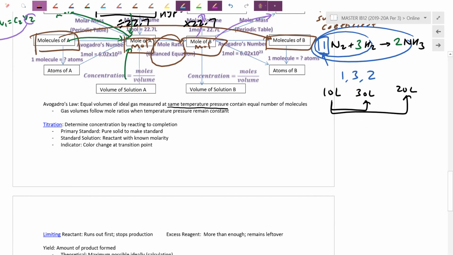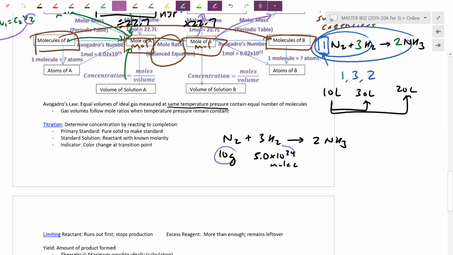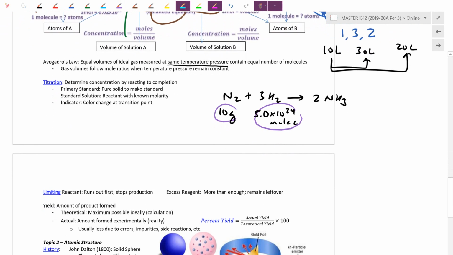The other spin-off of this question here was a limiting and excess style question. Basically, when I give you both amounts, let's say I have N2 and H2 becoming 2NH3. Let's say I gave you this one here was 10 grams, and the other one was 5.0 times 10 to the 24 molecules. I totally made up these numbers. Anytime I give you information for both, there's a good chance that one of these will actually run out first. Pretend we're making those s'mores again. Once we run out of one chemical, your production stops. You can't actually create any more chemical.